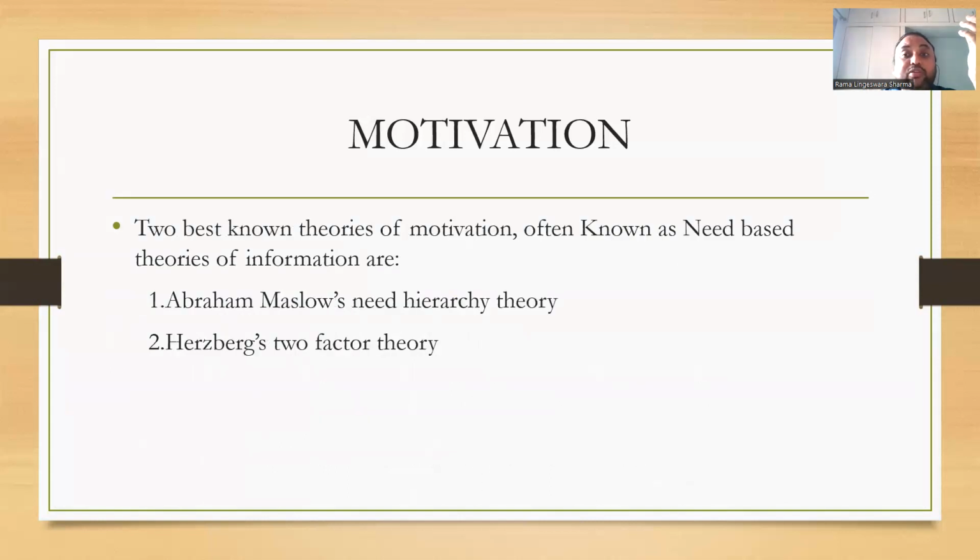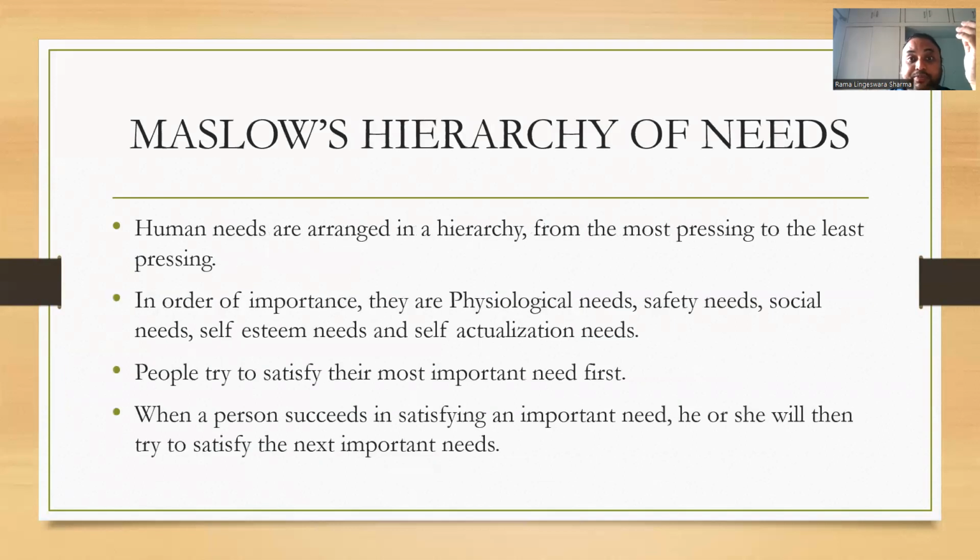Motivation. The two best known theories of motivation, often known as need-based theories of motivation, are Abraham Maslow's need hierarchy theory and Herzberg's two-factor theory. Maslow's hierarchy of needs: human needs are arranged in a hierarchy from the most pressing to the least pressing. So he said the needs can be arranged in a hierarchy. In order of importance, they are physiological needs, safety needs, social needs, self-esteem needs, and self-actualization needs. At the base of the pyramid you have physiological needs, upon that safety needs, upon that social needs, upon that self-esteem needs, and upon that self-actualization needs.